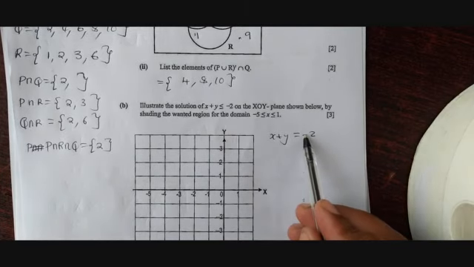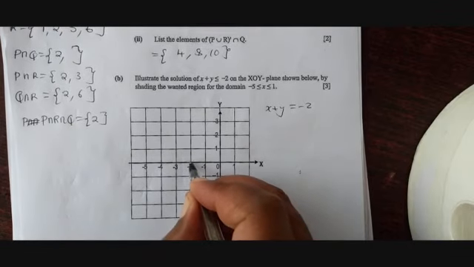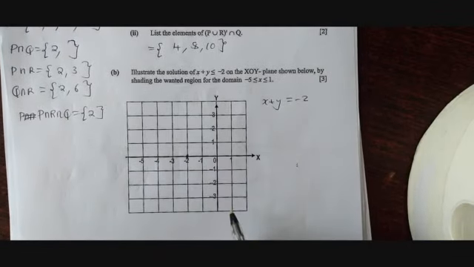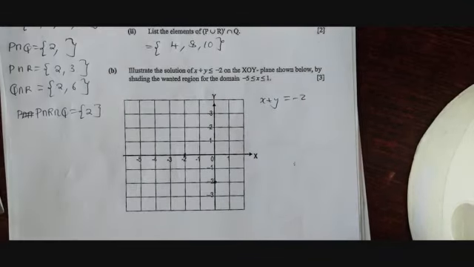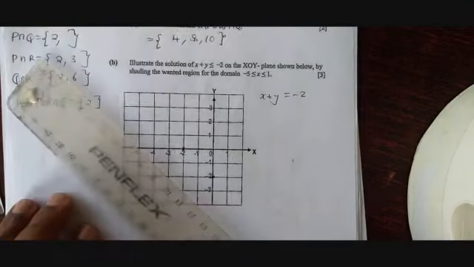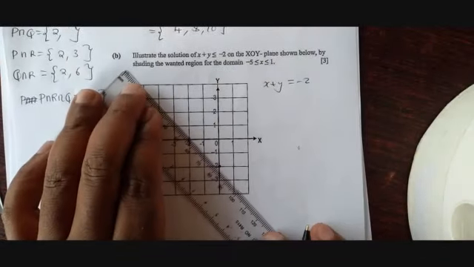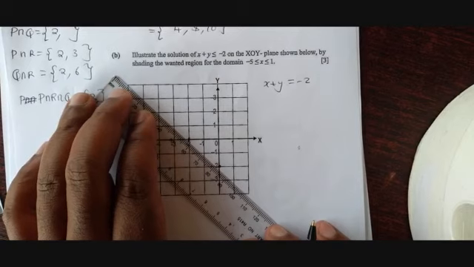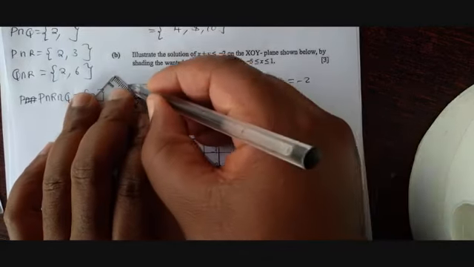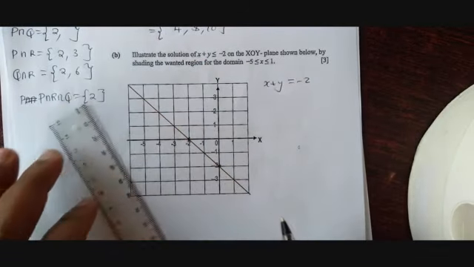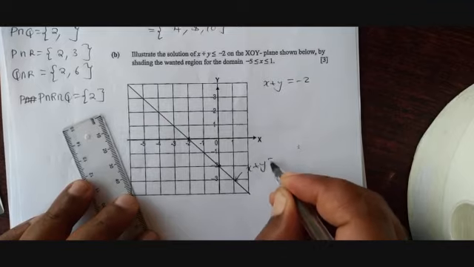Because there's a negative here, they are telling you to plot at -2 on the x-axis. Then on the y-axis, you plot at -2. Then draw a line. In this case, we'll draw a solid line because of the bar here. Then you can name this line x plus y is equal to -2.